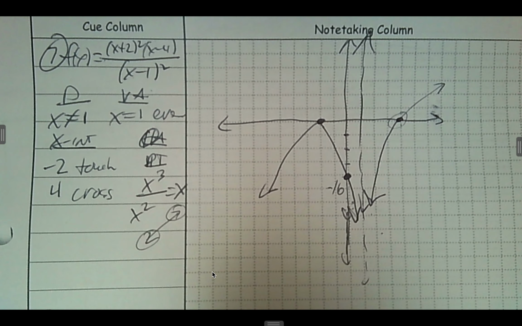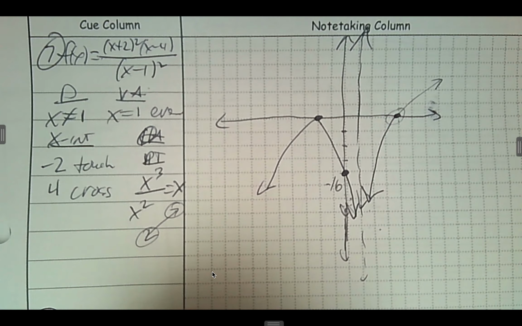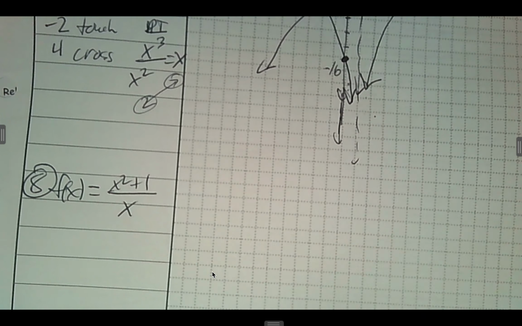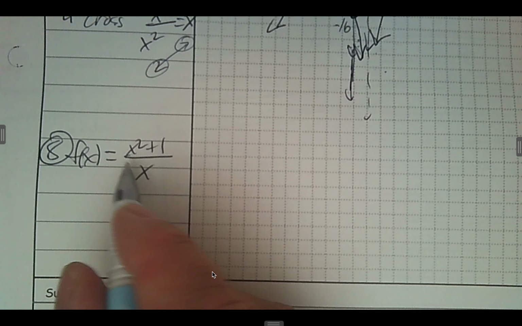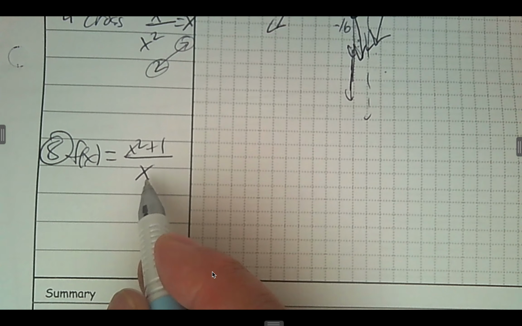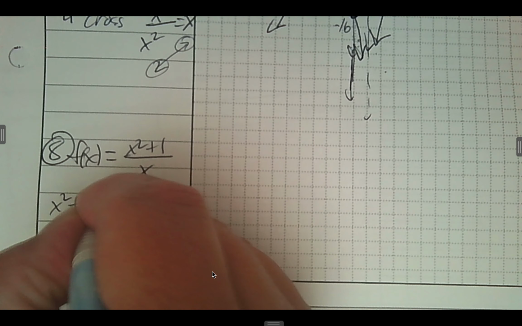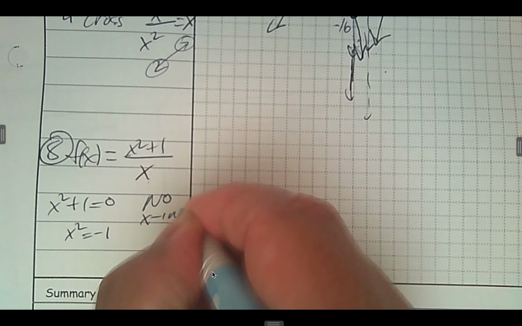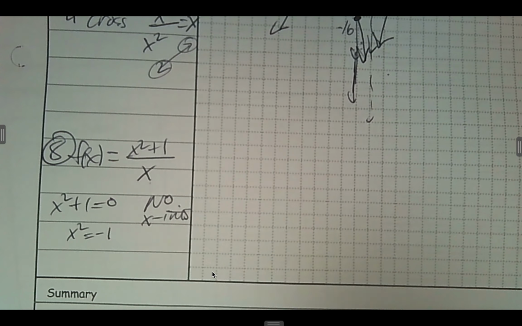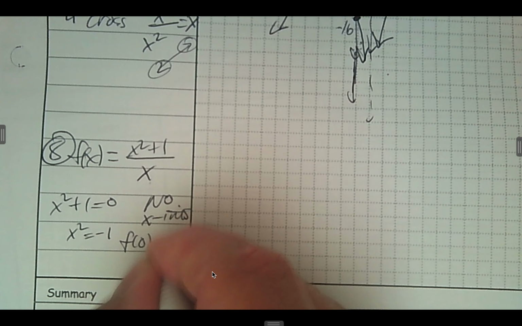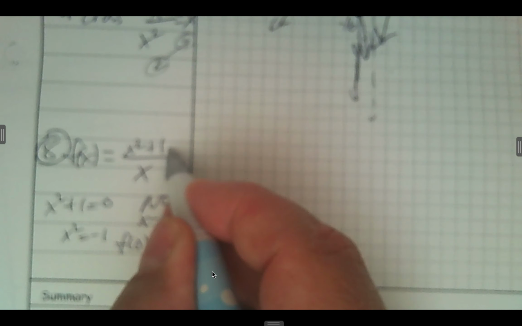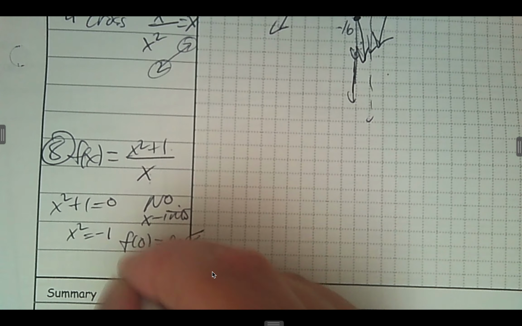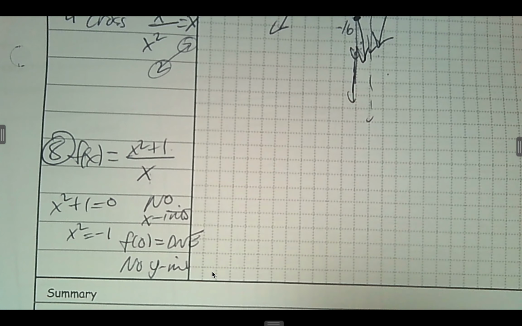f of x equals (x squared plus 1) over x. Let's do that. So what things am I looking at? x squared plus 1, not factorable. If I take the numerator equal to 0 and try to solve it, what I realize is that there is no x-intercept. It would be imaginary, right? And if I plug in 0 for x, the function doesn't exist. So there is no y-intercept. So there are no intercepts here.